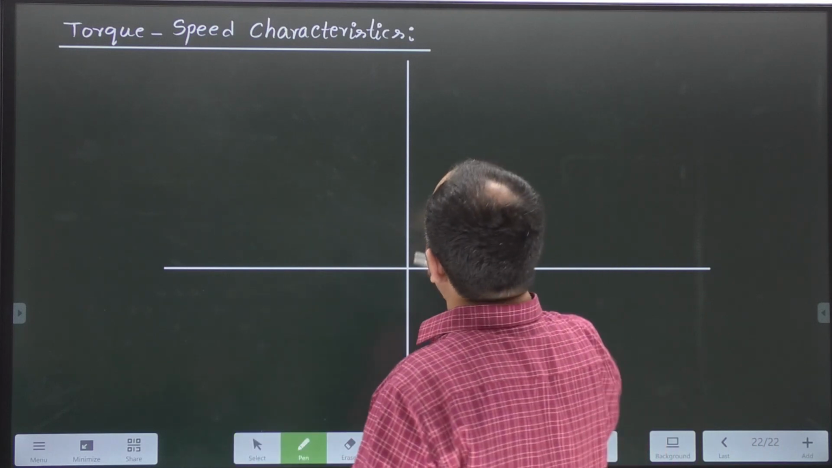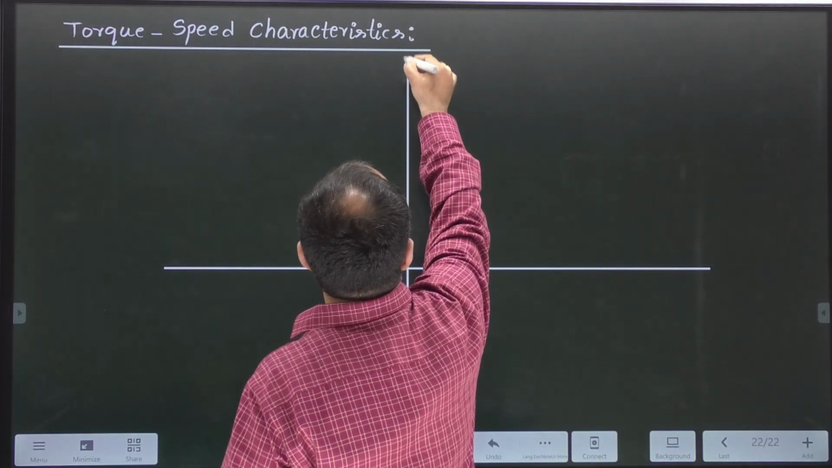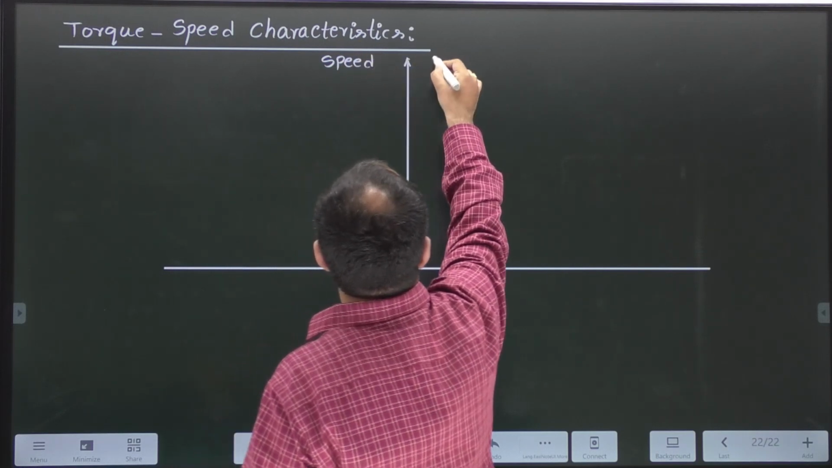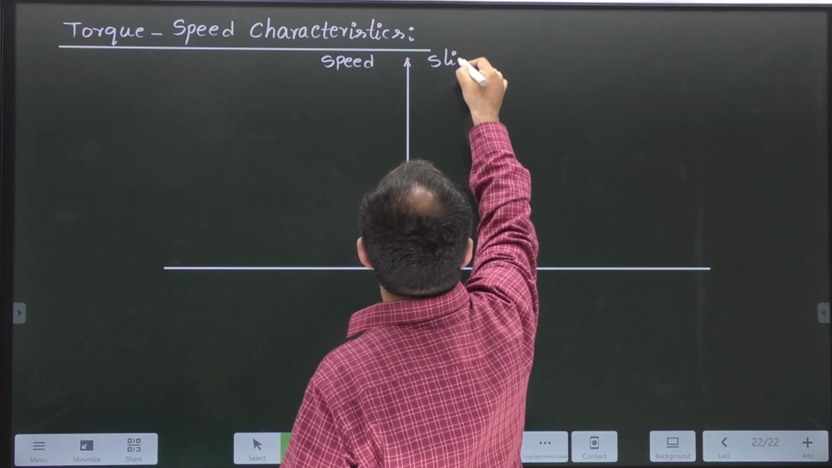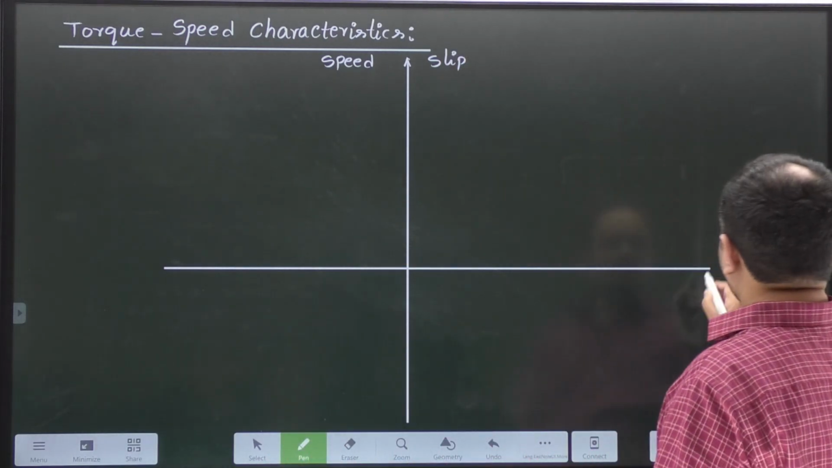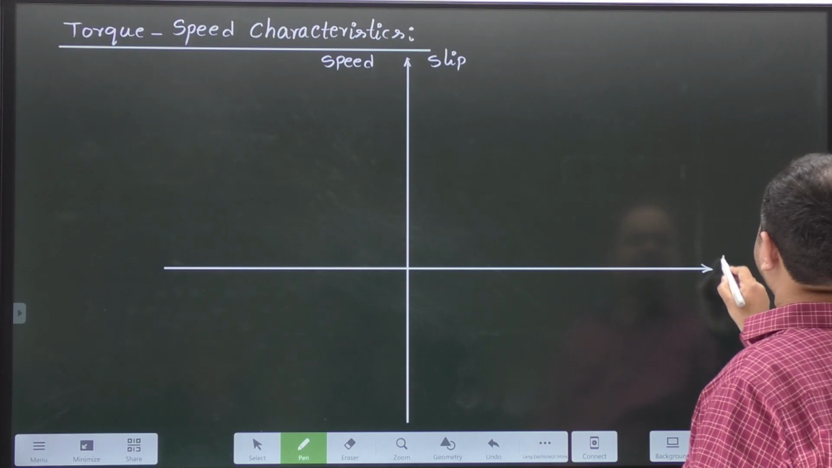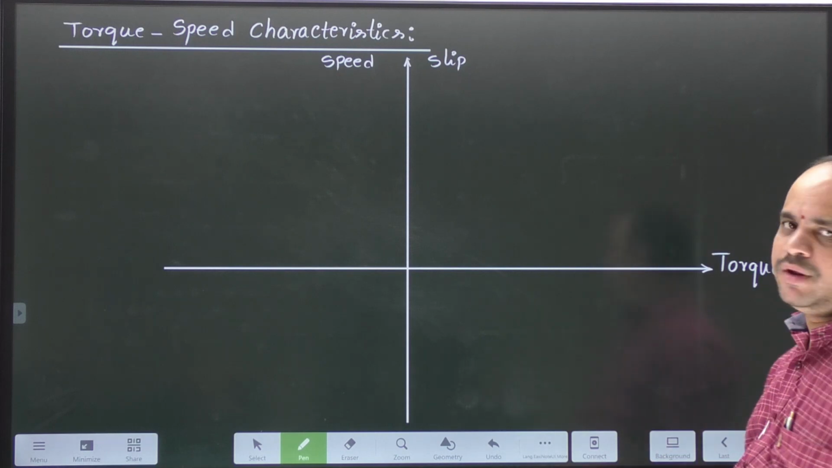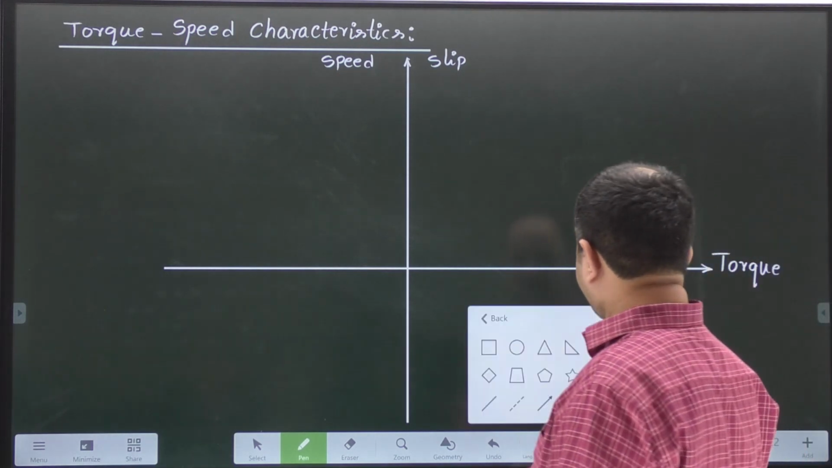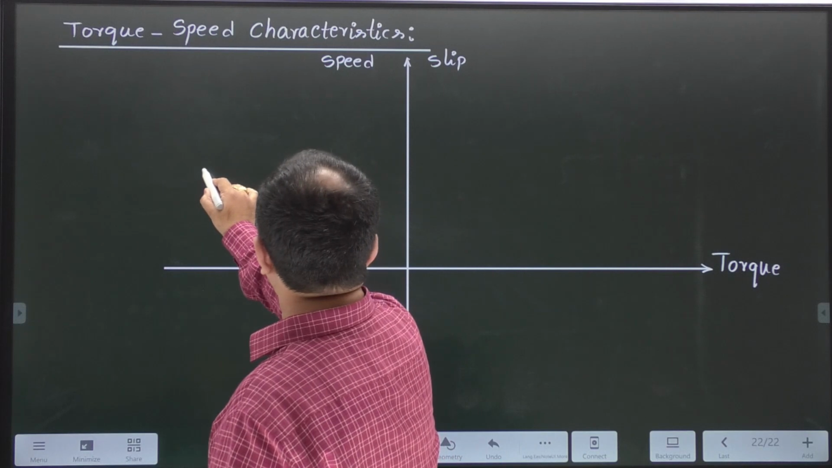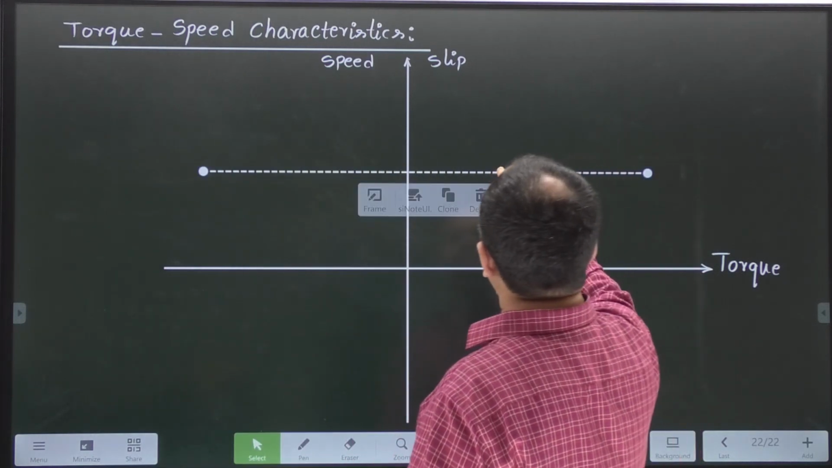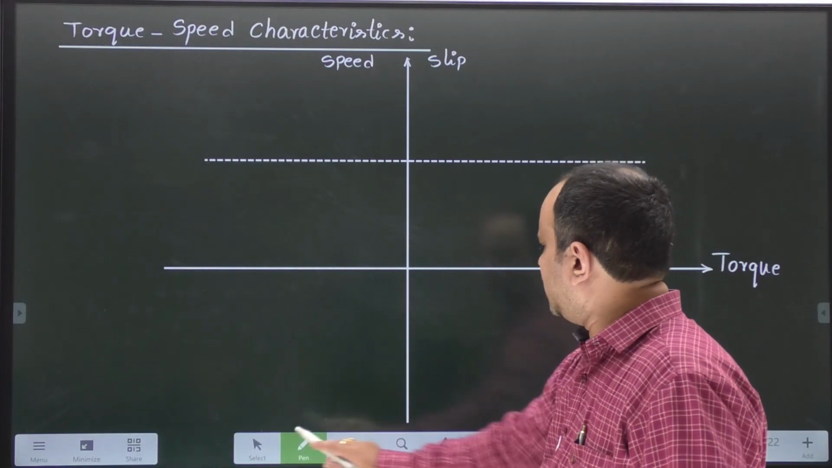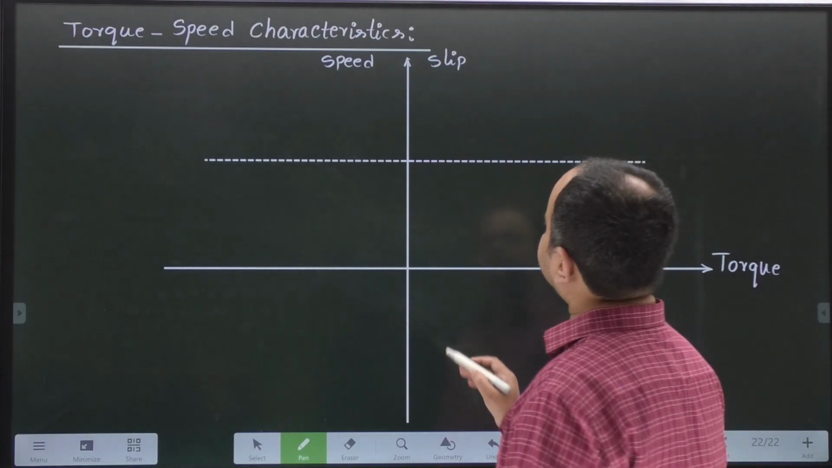Now here, on the y-axis I can take either speed or slip. On the x-axis, the torque developed by the motor. Okay. So here is how these torque speed characteristics look like.